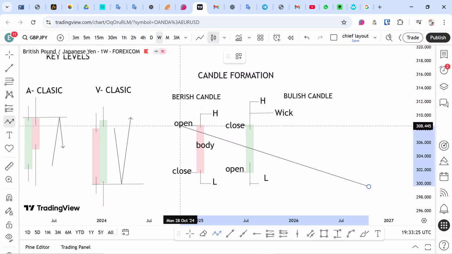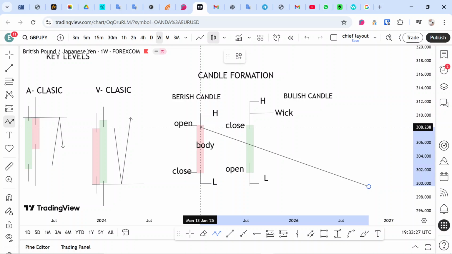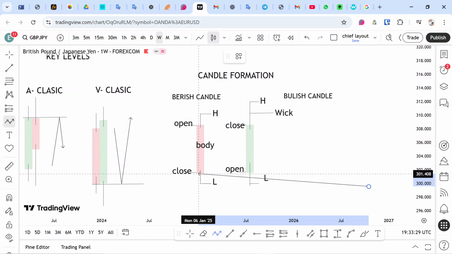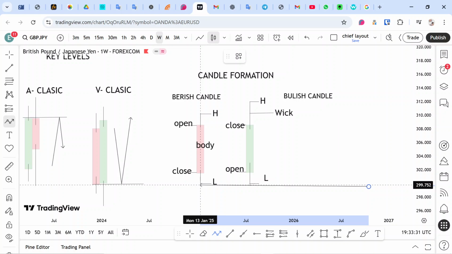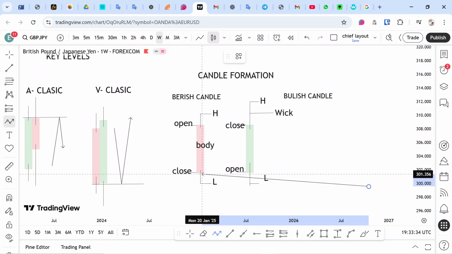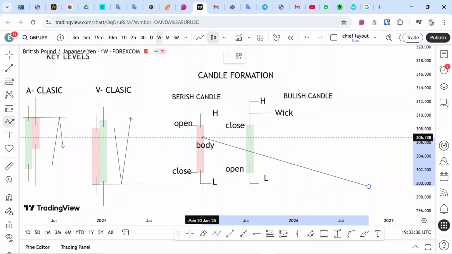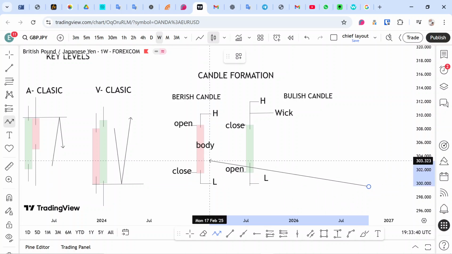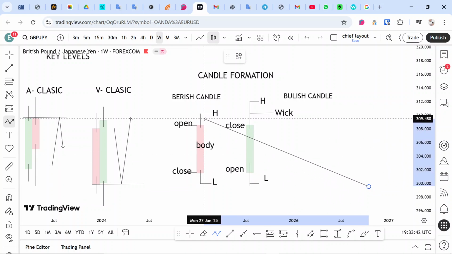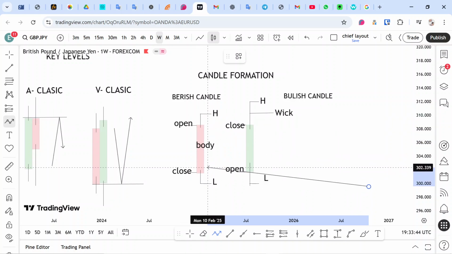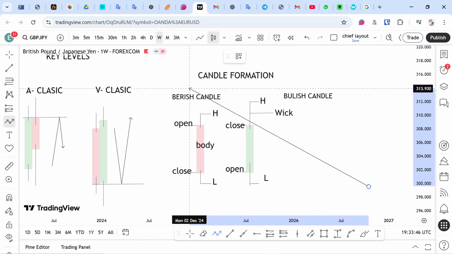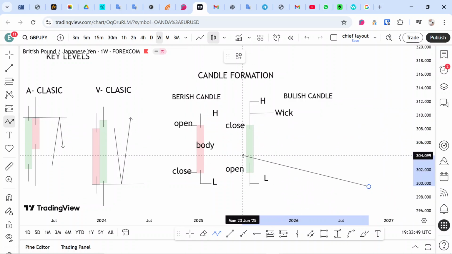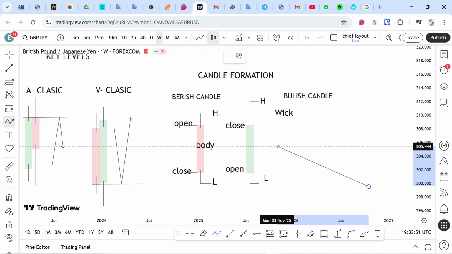You remember it opened around this zone, so it started creating a body, and they pushed it down to this point. The bull now pushed it, and the candle closed around the zone. So this is considered our high, and this is considered our low. Most of the time the candle always prints a wick, either long or short, in the market. Then this is the body for a bearish candle, and when it comes to the bullish candle, it's the opposite.